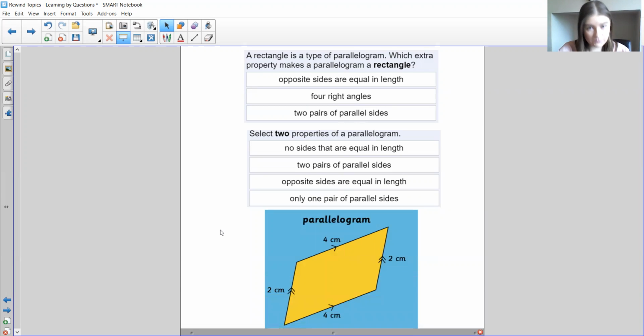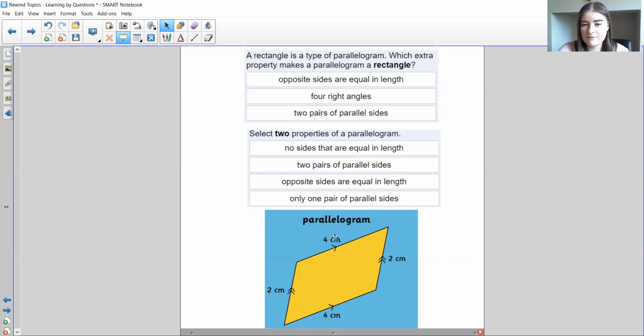So now we need to decide on 2 things that a parallelogram is. So, does a parallelogram have no sides that are equal? Let's have a look at this picture to help us. Well, I can see these sides are equal and these sides are equal. So number 1 is not right. Does a parallelogram have 2 pairs of parallel sides? Yes. And these arrows show us that.